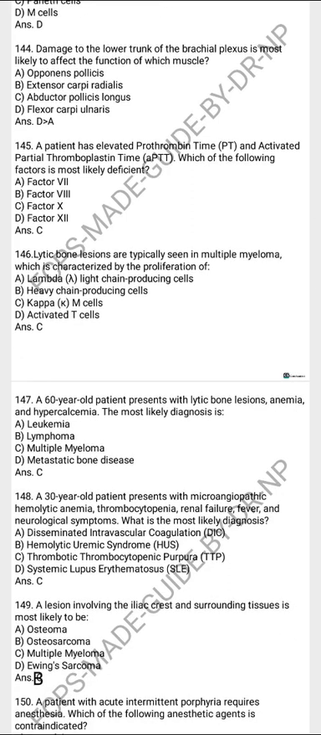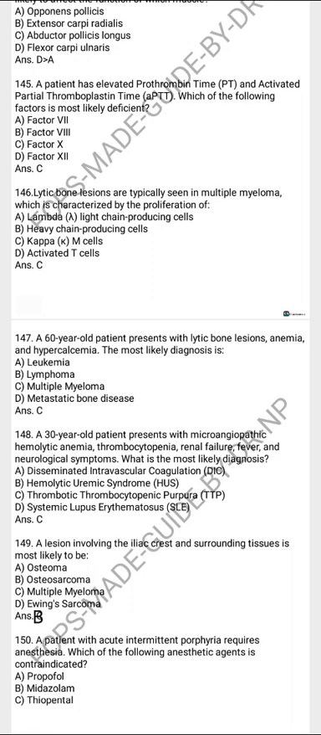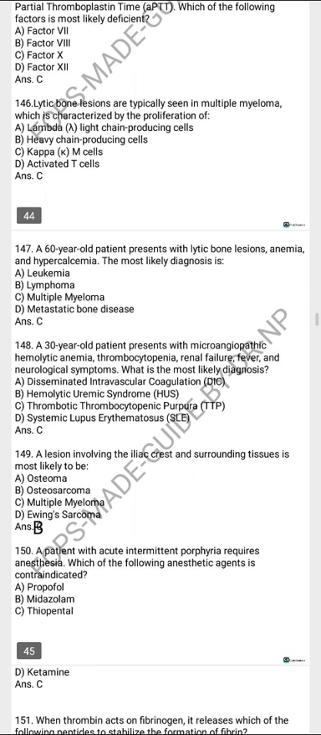Lytic bone lesions are typically seen in multiple myeloma, which is characterized by the proliferation of plasma cells. A 60-year-old patient presents with lytic bone lesions, anemia, and hypercalcemia. The most likely diagnosis is multiple myeloma. A 30-year-old patient presents with microangiopathic hemolytic anemia, thrombocytopenia, renal failure, fever, and neurological symptoms. What is the most likely diagnosis? Thrombotic thrombocytopenic purpura.